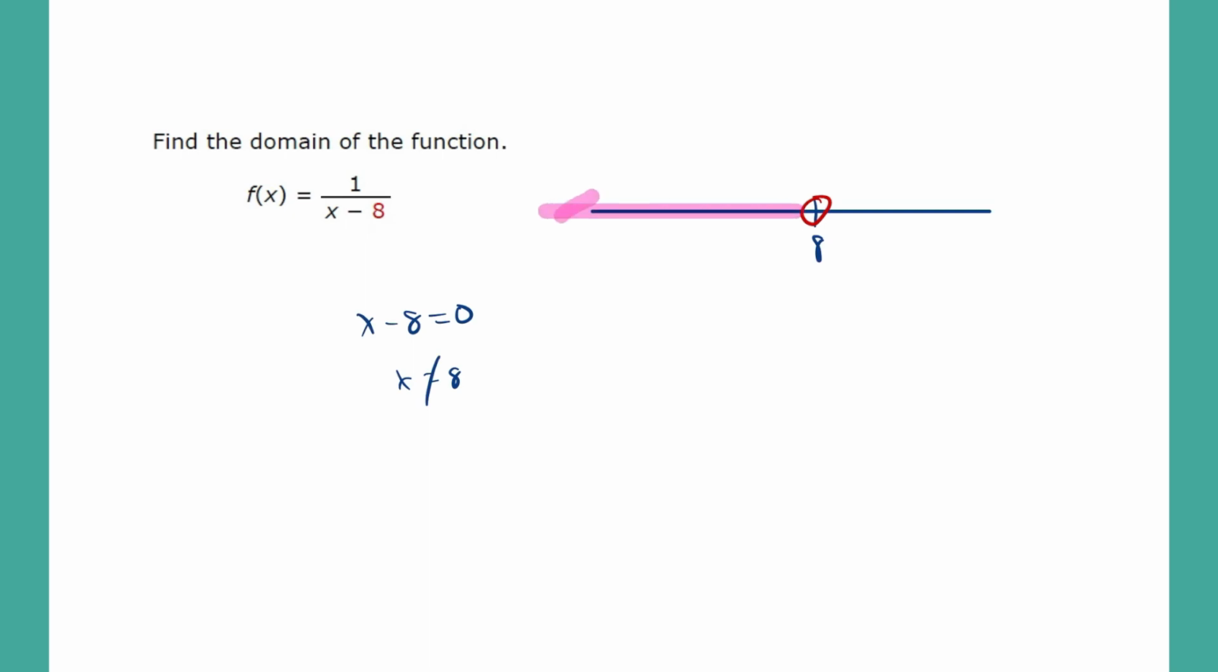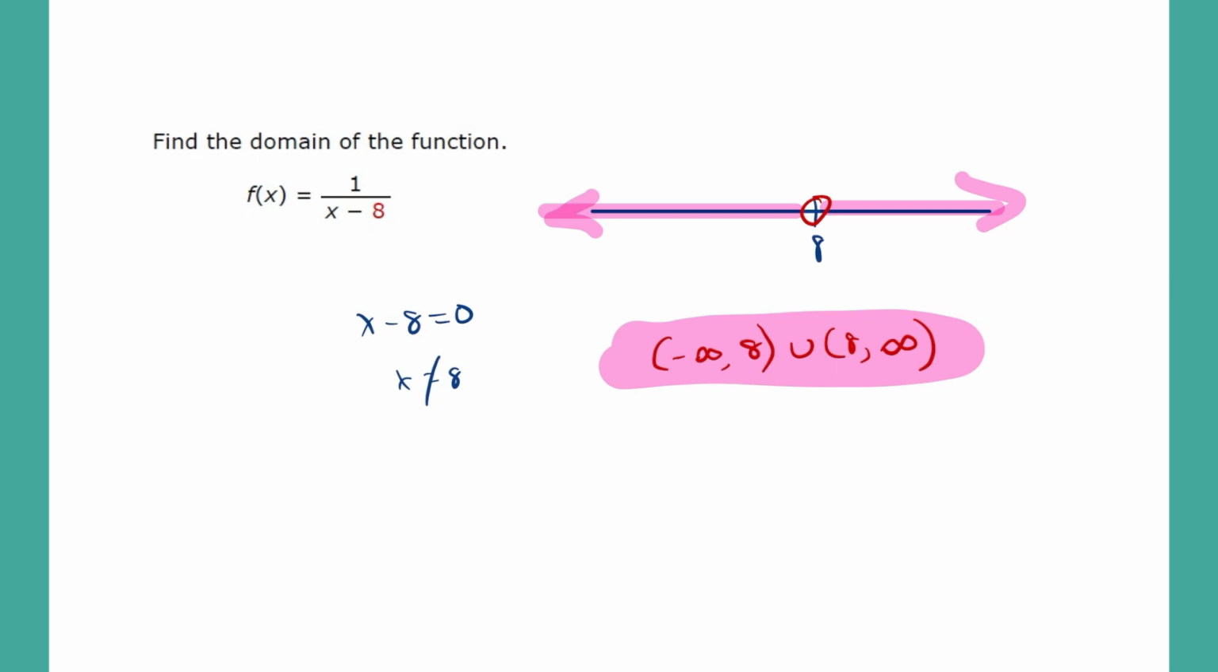So everything in that direction is good, and everything in that direction is good. So in other words, it's the entire number line except 8. And so the way you would write that in interval notation would be everything from negative infinity to 8, excluding 8, union everything from 8, excluding 8, to positive infinity. So that's how you would want to write your answer in interval notation.